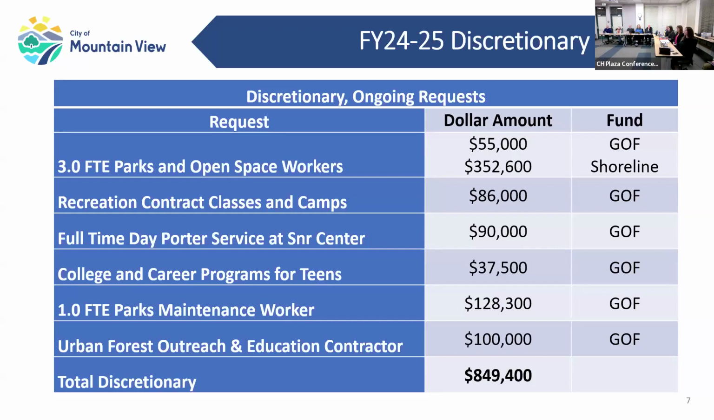And then lastly, we have the Urban Forest Outreach and Education contract. So this is to continue a contract service that we use that provides outreach and education programs to help support the preservation and enhancement of the city's urban forest. So our contractor offers educational workshops, tree plantings, tree care training for staff, and other outreach programs. Previously, the contract had been funded by various one-off funding sources. So this is just a request to be able to use them on an ongoing basis.